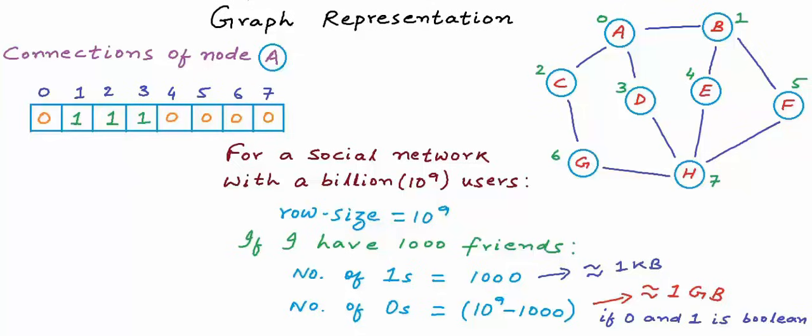So given this problem, let's try to do something different here. Let's just try to keep the information that these nodes are connected and get rid of the information that these nodes are not connected, because it can be inferred, it can be deduced. And there are a couple of ways in which we can do this.